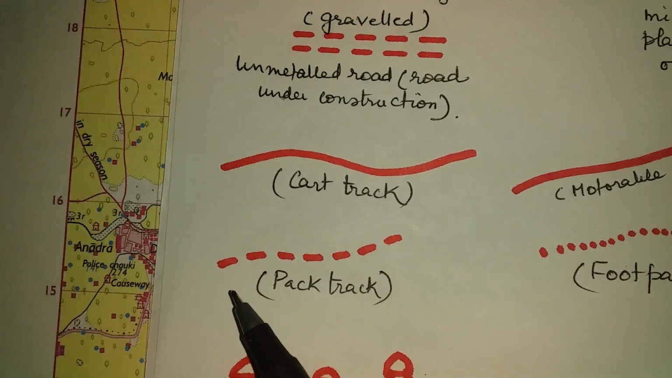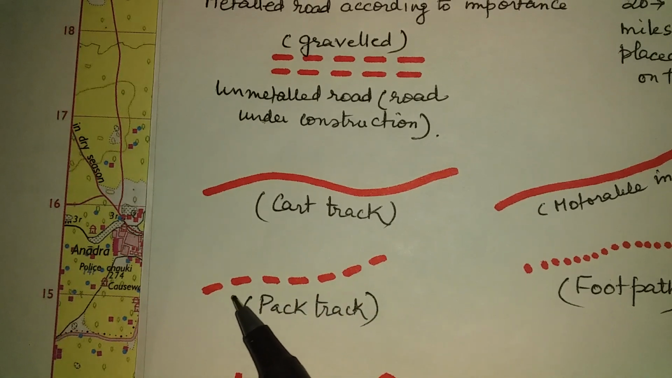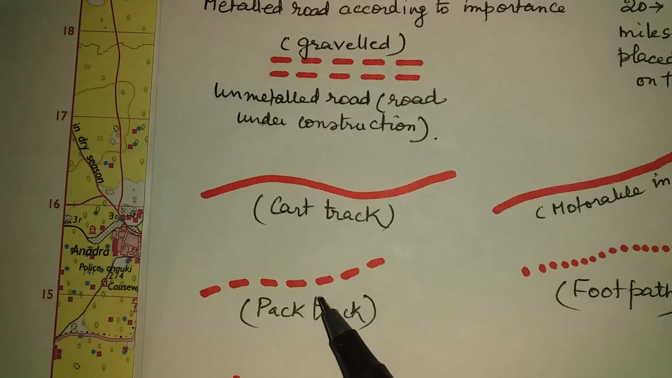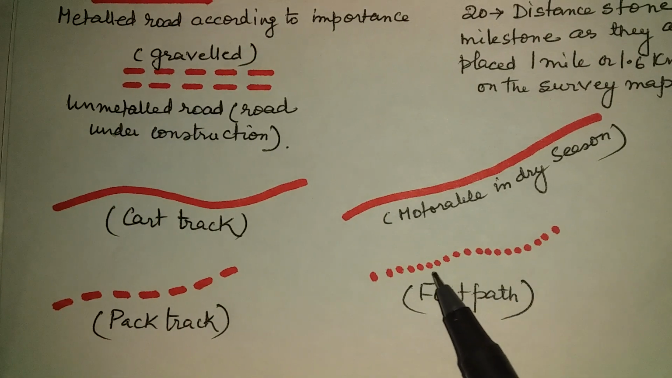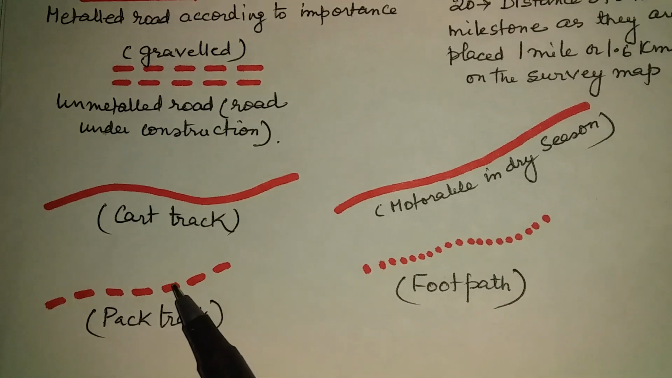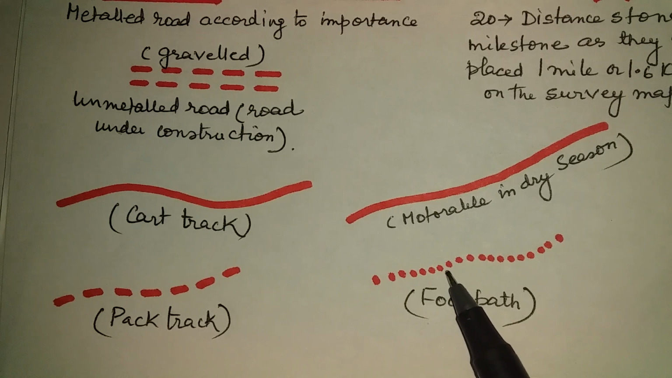The third type is the pack track, depicted using broken red lines. Now this is mainly used by the pack animals. And then we have the footpath, which is used by humans. So normally pack track and footpath, they are found in areas where it is uneven.